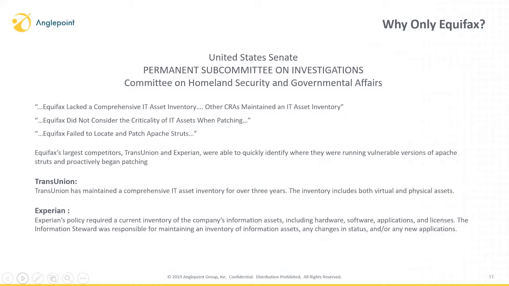So here are a couple more excerpts from that report. The second quote here mentions that the criticality of assets was not considered when patching. This isn't too surprising given the lack of an inventory that would have that information, but not even having that as a standard practice shows a lack of risk-based thinking at Equifax when it comes to security. And then finally at the bottom, you can see that TransUnion and Experian were both lauded for their current IT asset inventories and their ability to follow through with the policies that they had, and based on that information, patch appropriately.